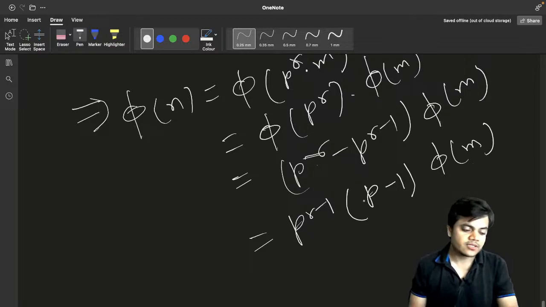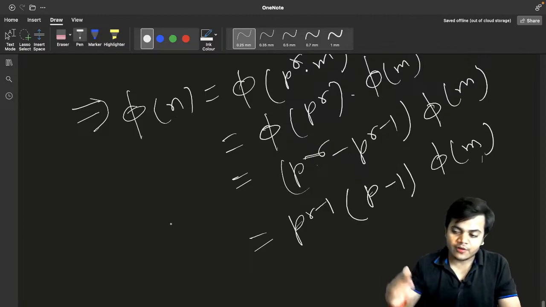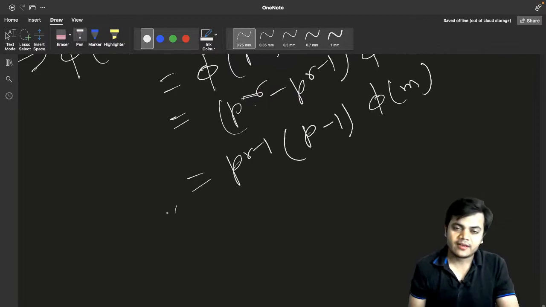Yes. So this is how we are going to calculate phi of n. Since p is an odd number, therefore p minus 1 will be what?